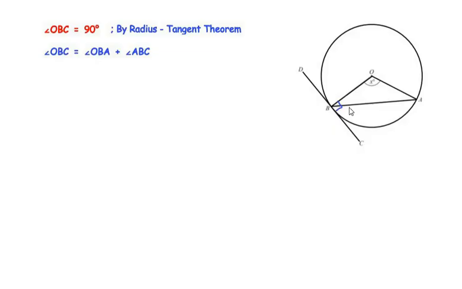Now since we have to find out this angle, that is angle ABC, let us take this angle OBA on the other side of equal to sign.